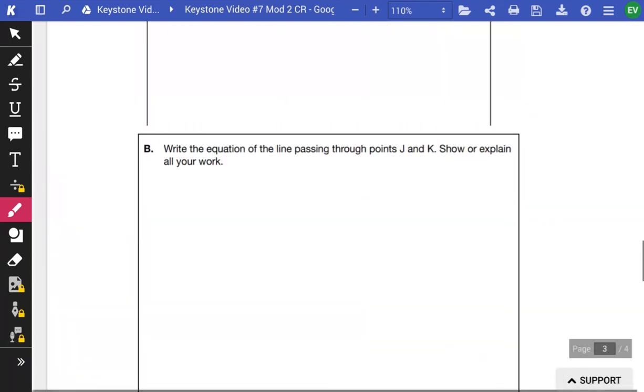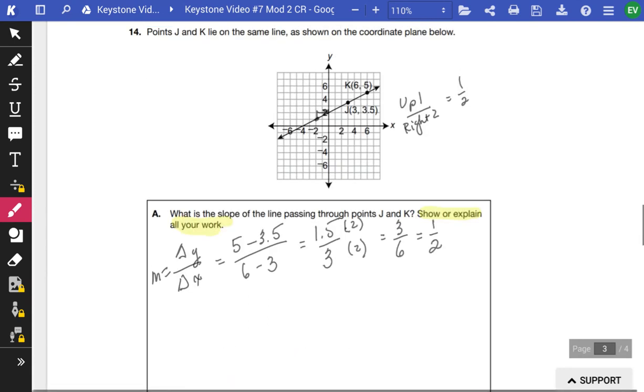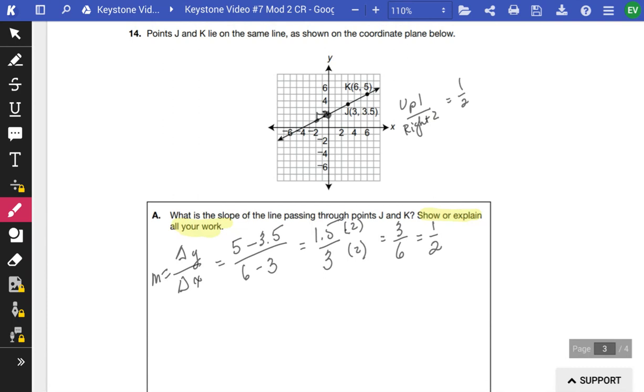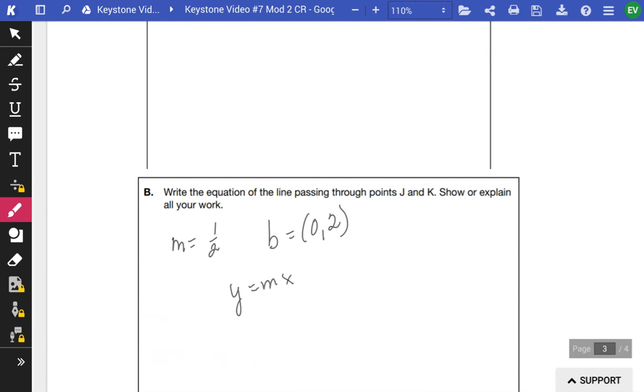Okay, part B says write the equation of the line passing through points J and K. Show or explain all your work. We already know that the slope is 1/2. We can also look at our y-intercept. Our y-intercept is the point 0, 2. So we can use that information and we can write an equation in slope-intercept form. Y equals mx plus b, or y equals 1/2 x plus 2.